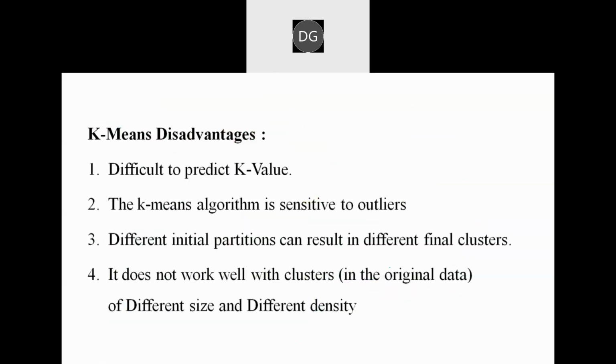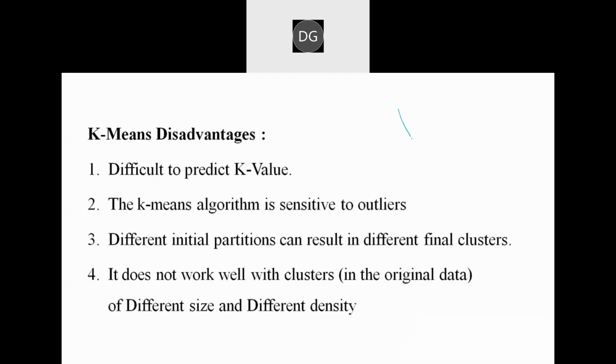So there are some disadvantages also in the k-means algorithm. What are the disadvantages? It is difficult to predict the k value. We have seen in the previous class what we have done to predict the k value. We used the WCSS method, right? Within cluster sum of square method, we try to find the k value. But there also I have told, right? Using the elbow method, you will be getting output like this.